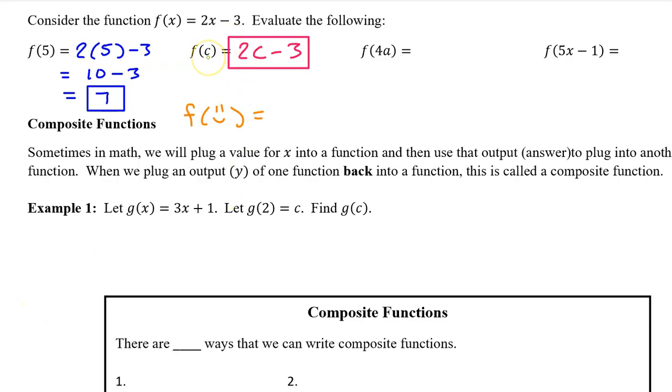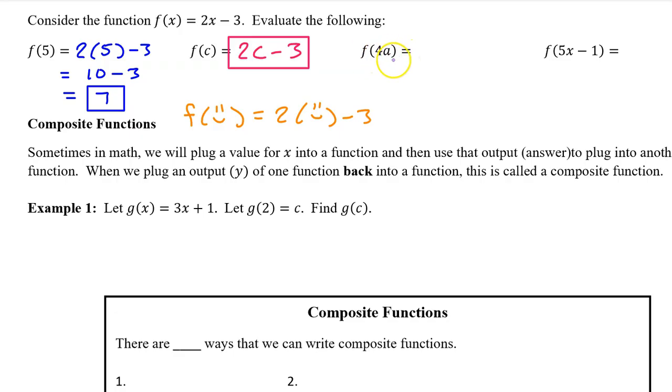Notice that we can plug in anything. We can plug in a number like 5. We can plug in an unknown constant like c. We can do f at smiley face. This would just be 2 times smiley face minus 3.